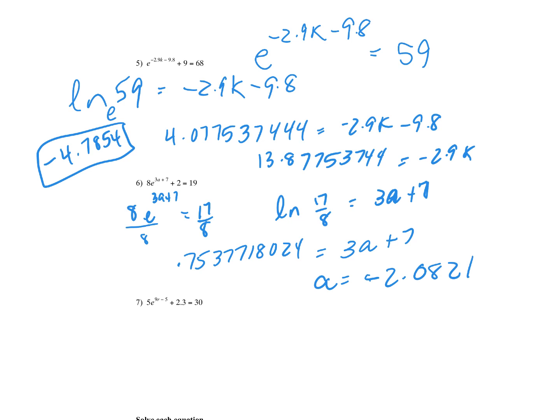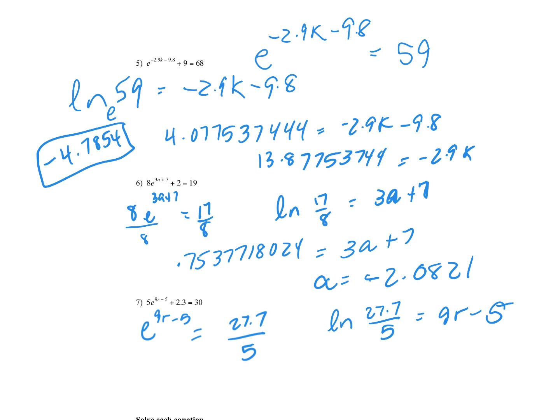Same here, we subtract 2.3 from 30, we get 27.7, and we divide by 5, so it's e to the 9r minus 5 equals 27.7 divided by 5. We do ln of 27.7 divided by 5 equals 9r minus 5, because you're putting it in logarithmic form. And then you find that ln, add 5, and divide by 9.